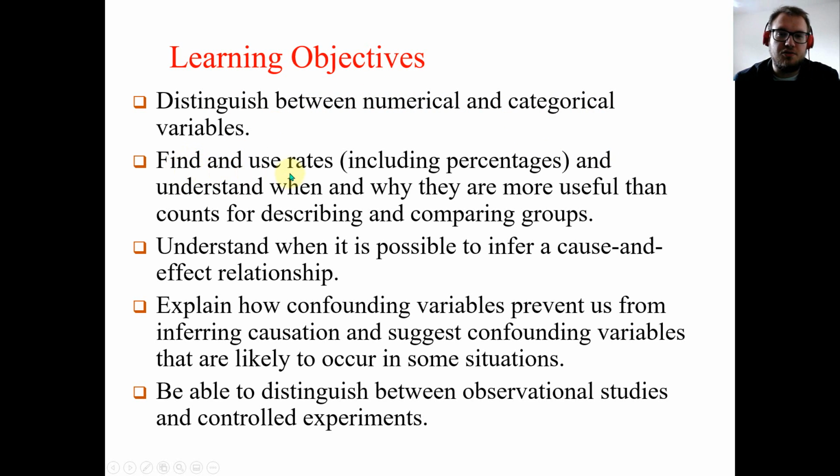Second is to find and use rates, which includes percentages, and understand when and why they are more helpful or useful than counts for describing and comparing groups. The third one is to understand when it is possible to infer a cause and effect relationship. Fourth is to explain how confounding variables prevent us from inferring causation and suggest confounding variables that are likely to occur in some situations. And fifth, be able to distinguish between observational studies and controlled experiments.